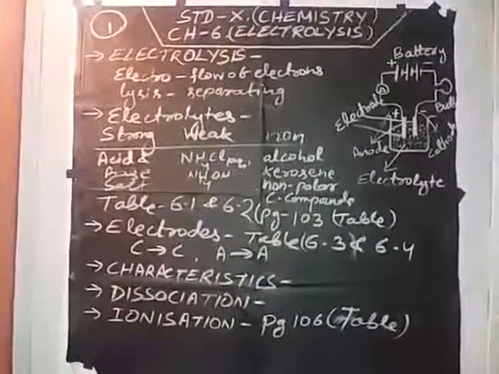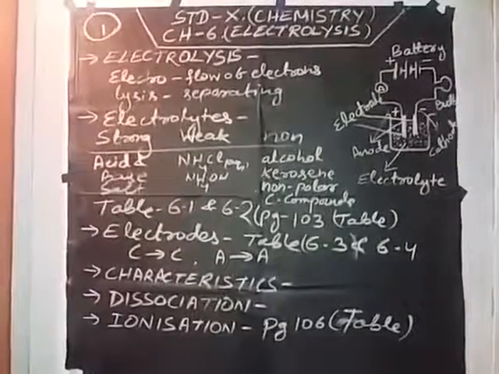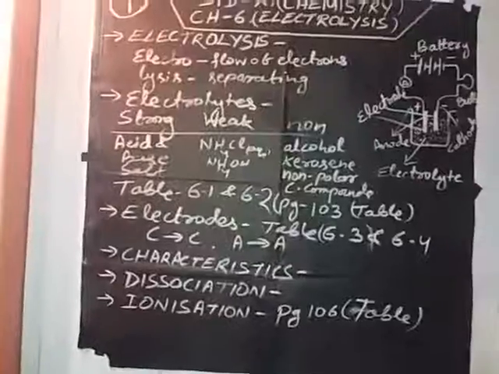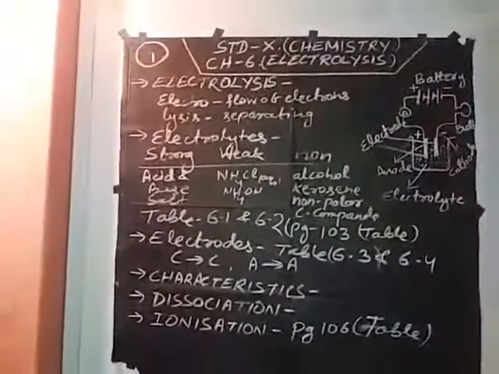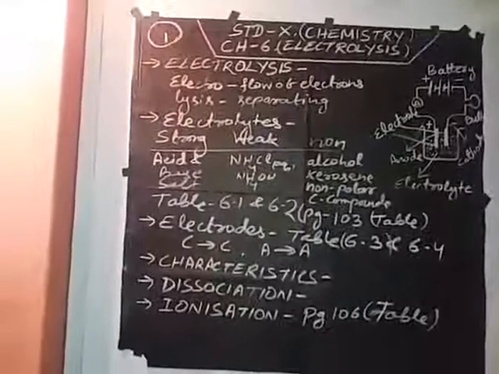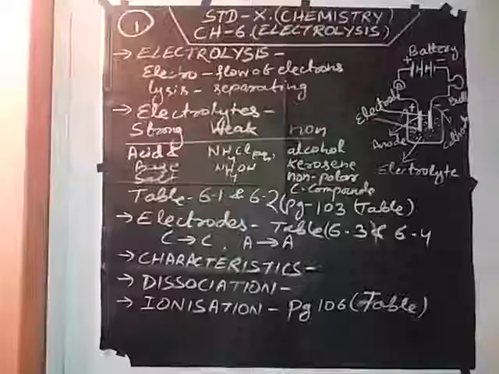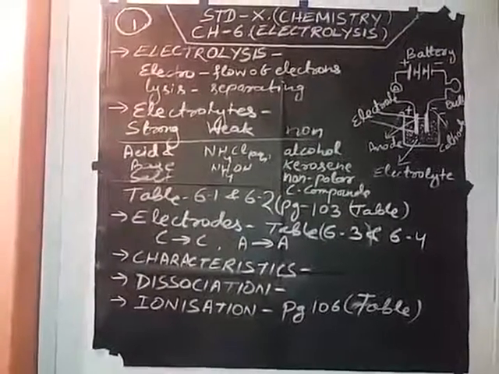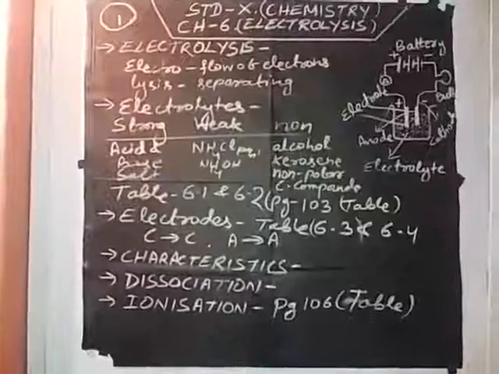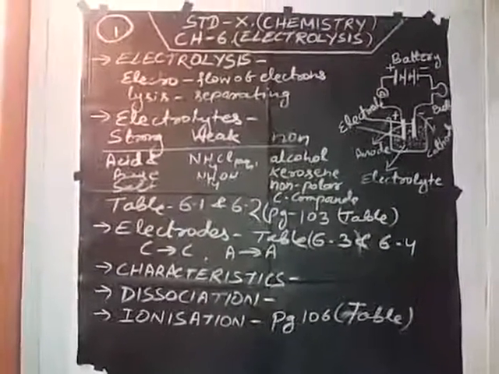So what is electrolysis? It is the process of decomposition of a chemical compound in aqueous solution or in molten state by chemical change using direct electric current. That is electrolysis. Electro means flow of electrons, lysis means separating. Electrolysis is a relationship between electrical energy and chemical energy.